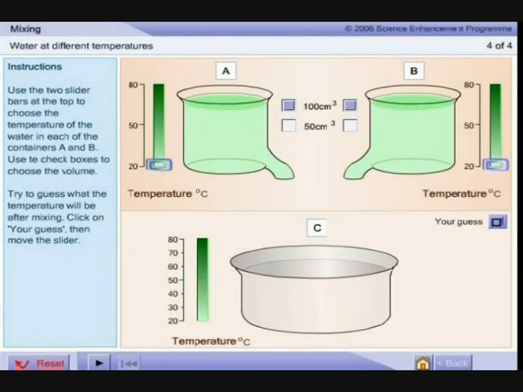Okay, this is question 6, and this one I'm going to make a little bit more difficult by changing the quantities. I'm only going to have half the quantity in beaker B. I only have 50 cubic centimeters, and in A there's still 100 cubic centimeters. A I'm going to make at 50 degrees C, and B I'm going to leave at 20 degrees C. What will the temperature of the mix be?